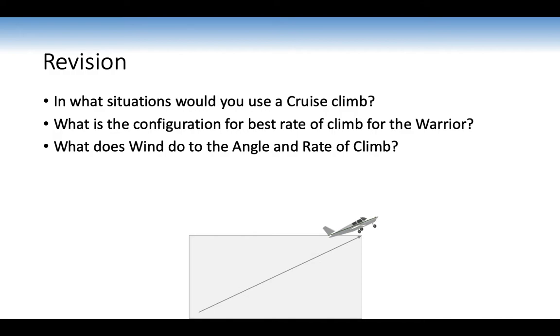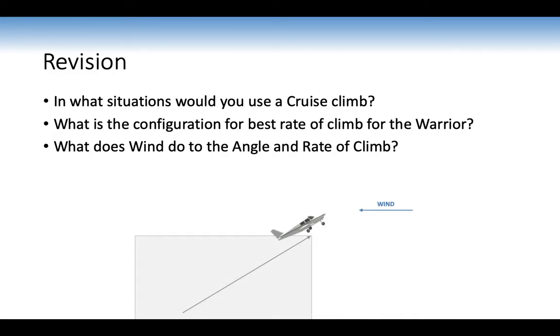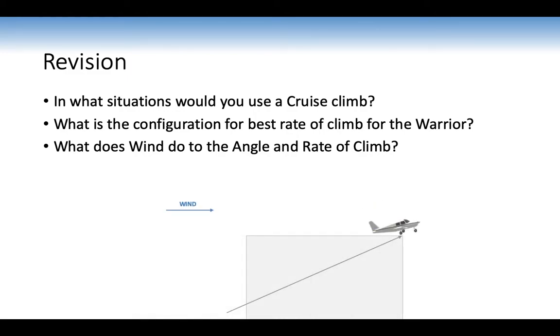And then finally, what does wind do to angle and rate? Wind doesn't affect our rate of climb, so we still climb 500 feet per minute. But if we had a headwind, that parcel of air moves along, so it makes our angle of climb a lot steeper. It increases it. With a tailwind, that parcel of air moves along forward, so it decreases our angle of climb.